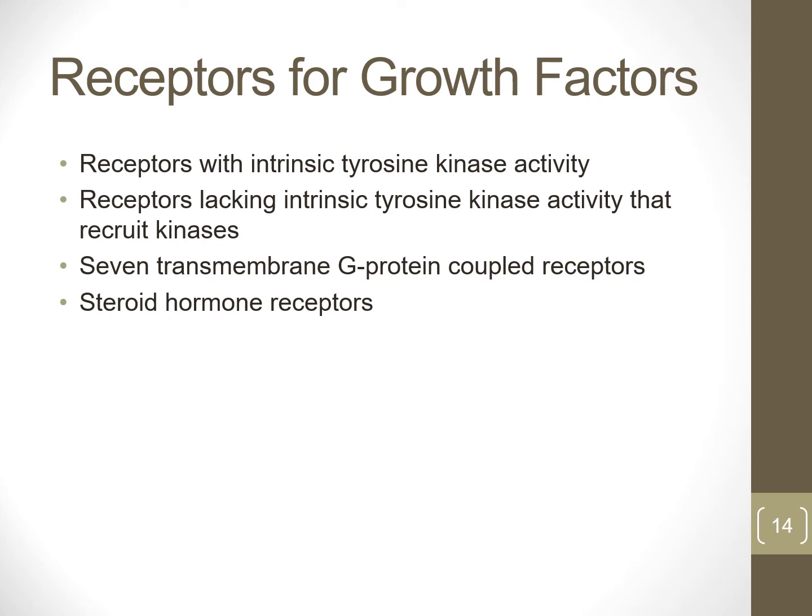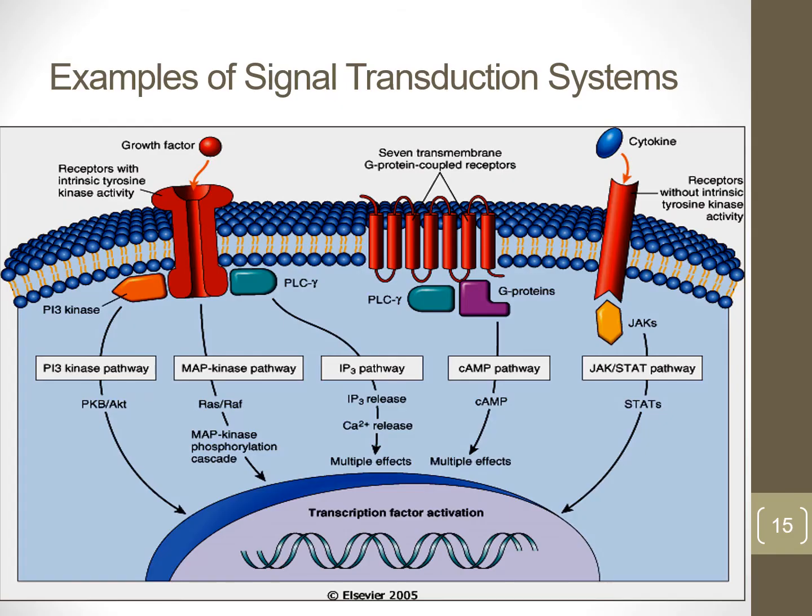Now, what are the receptors that the growth factors exert their function through? We have receptors with intrinsic tyrosine kinase activity, which means the tyrosine kinase activity is built in within the receptor itself. We have receptors that lack this intrinsic tyrosine kinase activity. They recruit other kinases to do the phosphorylation. We have the 7 transmembrane G protein coupled receptors. And we have the steroid hormone receptors, which are usually present intracellularly, and they bind to the hormone and enter the nucleus. So those are the types.